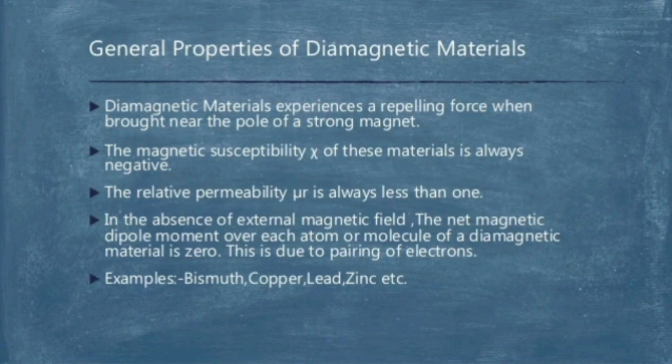Some of the general properties of diamagnetic materials are: diamagnetic materials experience a repelling force when brought near to the pole of a strong magnet. The relative permeability is always less than 1. Example: bismuth, copper, lead, zinc, etc.